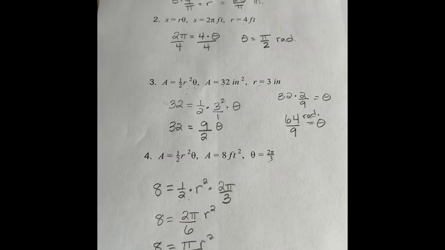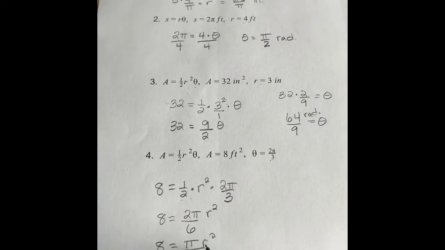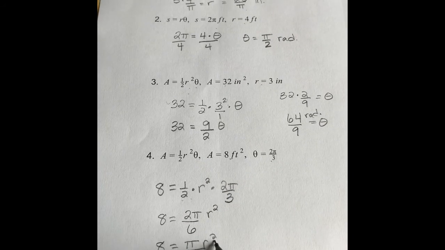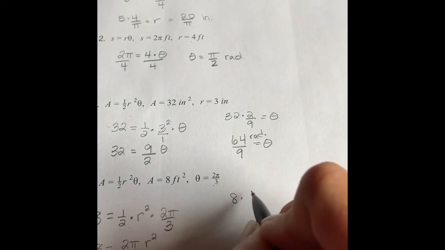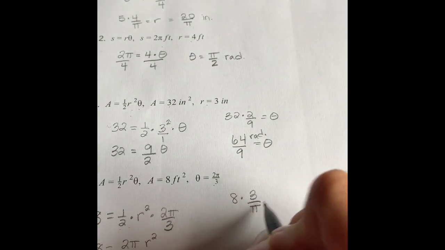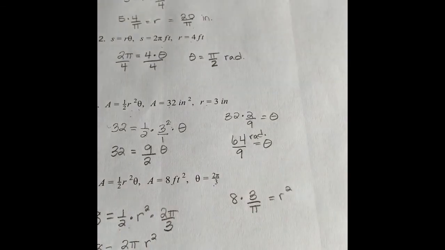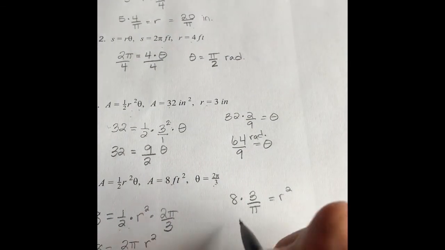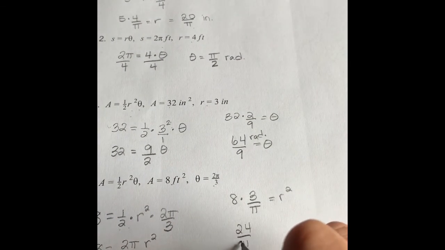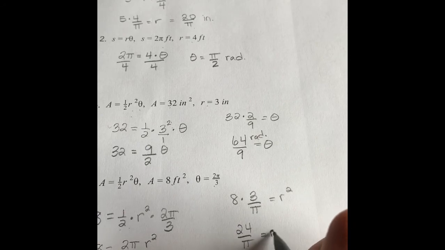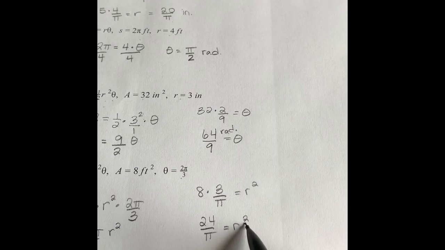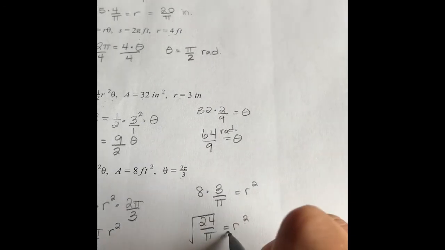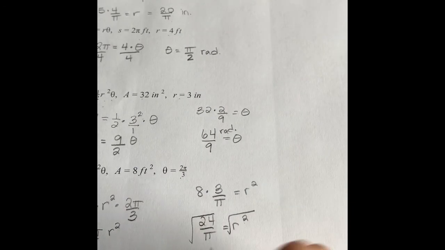The first thing we need to do is get rid of this fraction from the r squared, so we've got to multiply by the reciprocal. So we have 8 times the reciprocal, which is 3 over pi. That's going to equal r squared. That gives us 24 over pi equals r squared. And of course, how do we get rid of a square? We square root. So we're going to square root both sides, so r equals.